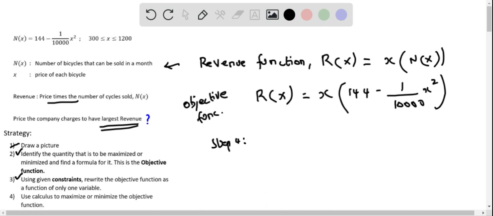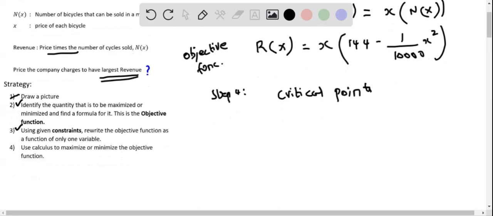In this step, we have to first determine the critical points of the objective function. That is, according to calculus, the maximum or the minimum value usually occurs at a critical point. So we need the critical points of R of x, the revenue function. For that, we have to use the first derivative. So let me do the first derivative of this revenue function, R prime of x.